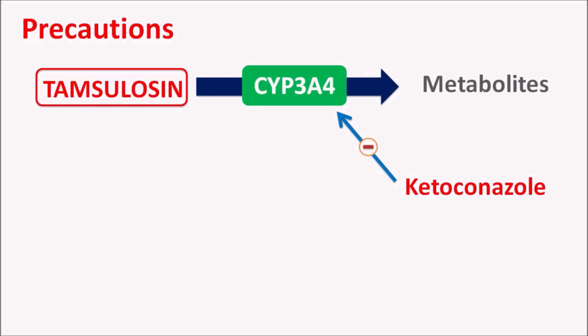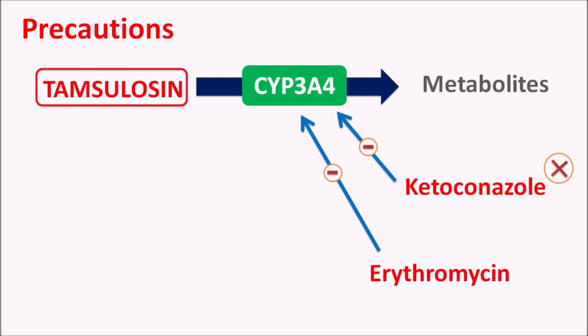When its metabolism is inhibited, its serum levels are increased, resulting in increased toxic reactions such as significant hypotension in the patients. That's why ketoconazole is contraindicated with tamsulosin. Similarly, drugs such as erythromycin can also inhibit the CYP3A4 enzyme activity, but it is a moderate enzyme inhibitor. So when tamsulosin is combined with erythromycin, caution should be taken to monitor any significant hypotension or toxic reactions of tamsulosin.